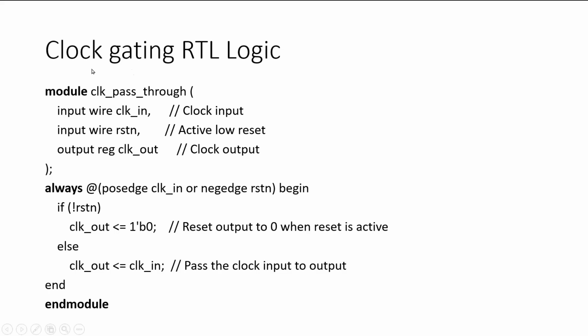Friends, few days back I received this code from other team, and they implemented clock gating using RTL logic as shown in your screen. They wrote this module as clock pass through. Input is clock in, input is reset in, output is clock out. Always at the posedge of the clock in or negedge of reset in. If reset in is asserted, that means reset is active, clock output will be always equal to 0. If this module is out of reset, then clock input they are trying to pass to clock output. That means clock in is passed to clock out.